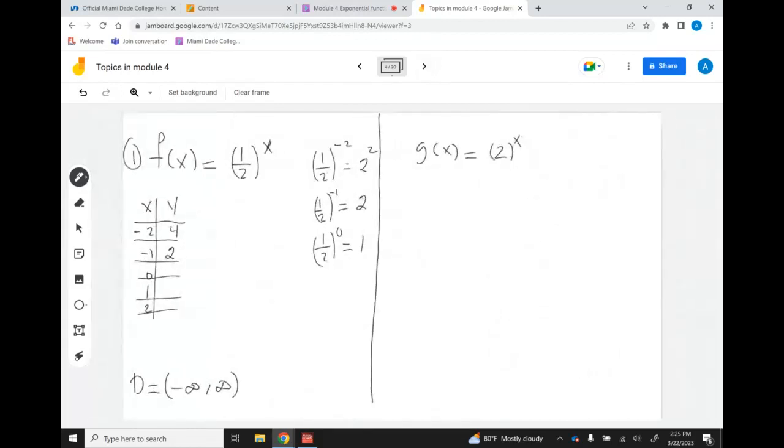So in this case, 1/2 raised to the 0 power will give you 1. Okay? And then 1/2 raised to the first power is 1/2.